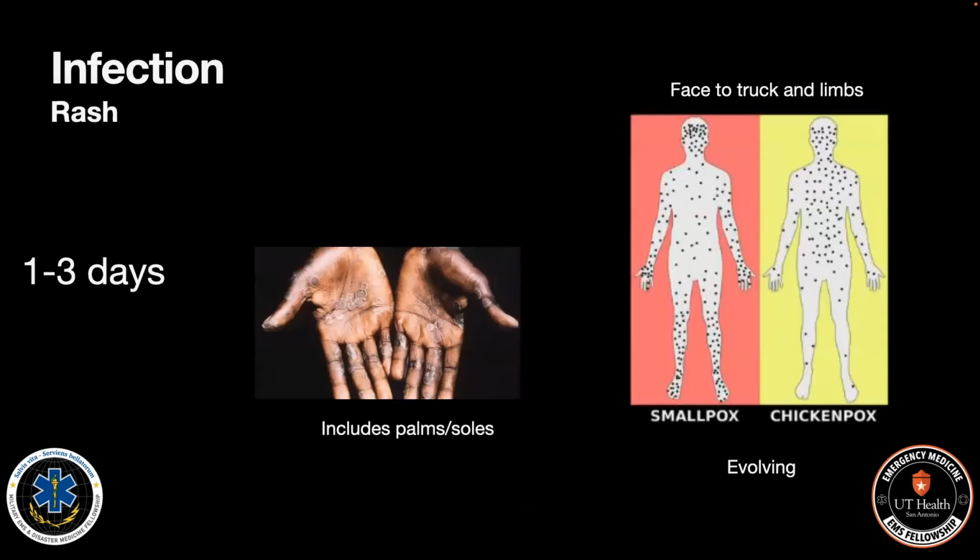Then about 1 to 3 days later, the patient will develop a rash. This rash will typically start on the head and spread downward. It will also include the palms and soles. The rash will be evolving, starting as flat macules, then develop into papules, then fill with clear fluid known as vesicles. Later, pustules will form, and these pustules will crust over. This can last up to 3 weeks.